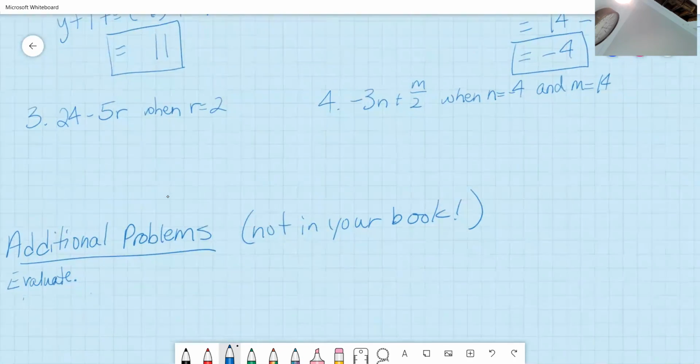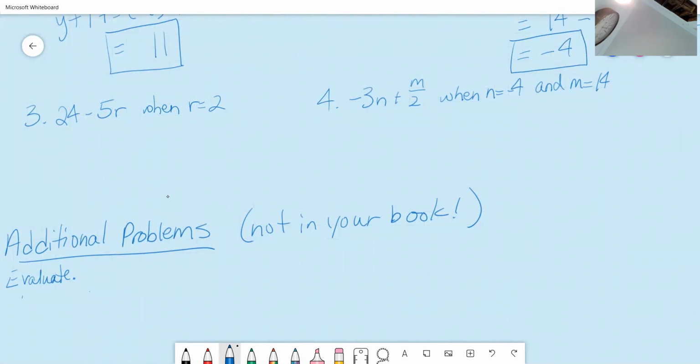All right, number 3, 24 minus 5r. When r equals 2 gives us 24 minus 5 times 2. So order of operations tells us to do our multiplication first. We have 24 minus 10, which gives us an answer of 14.